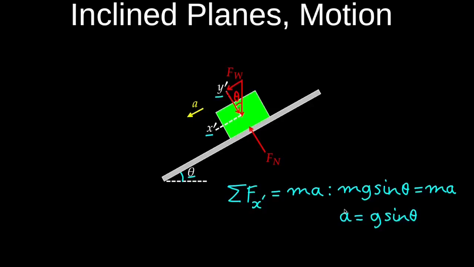So if the angle theta is 0, there's no acceleration. And if the angle theta is pi/2, or the angle of the plane is 90 degrees, then the acceleration is purely gravitational, acting on the block.